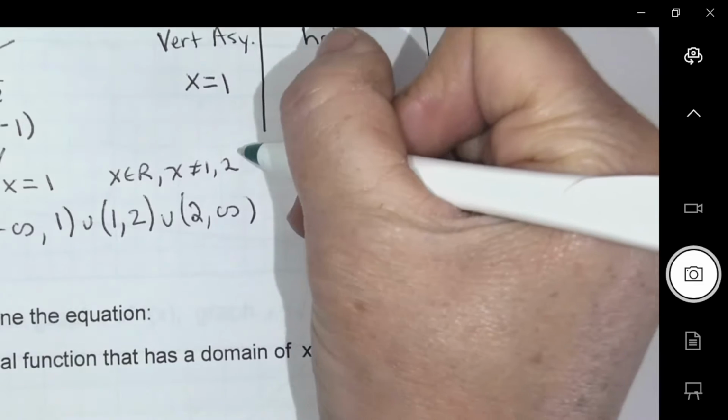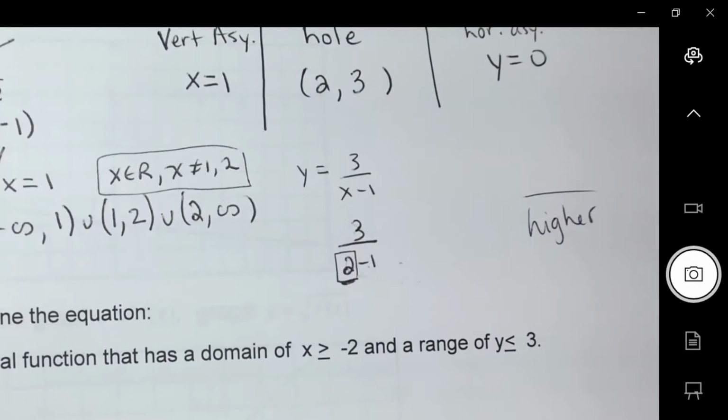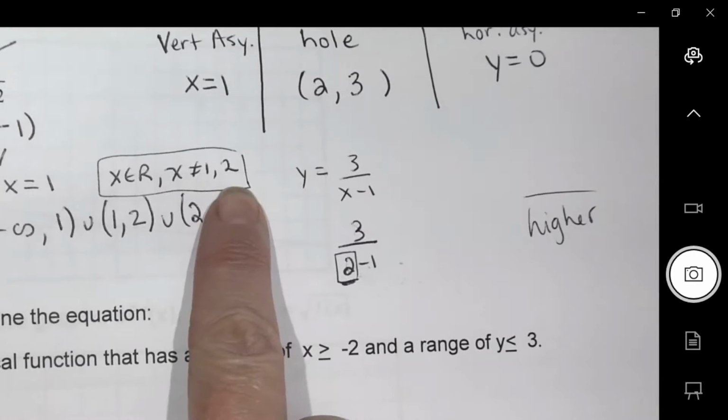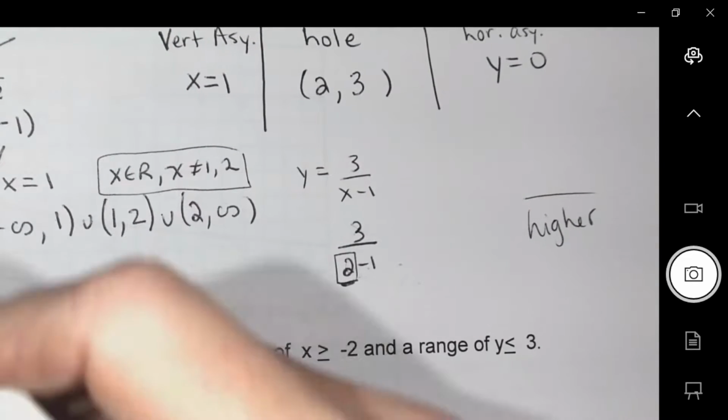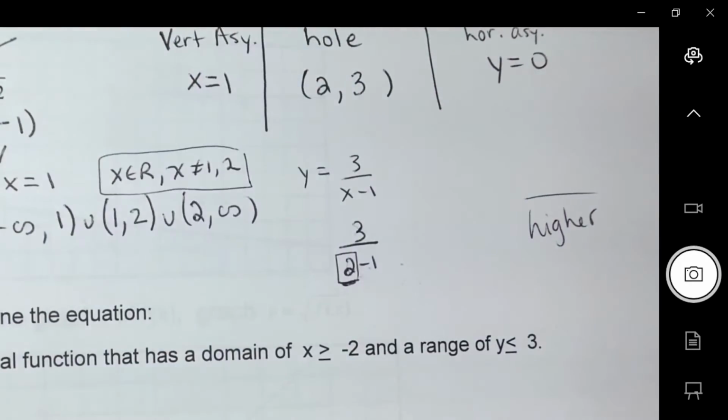You could have also written that in this kind of way. X can be any real number except for 1 or 2. You can write it like that if you want. I don't care. And the range.